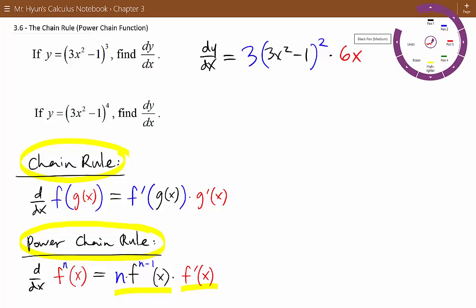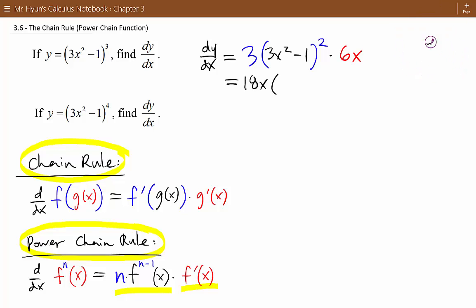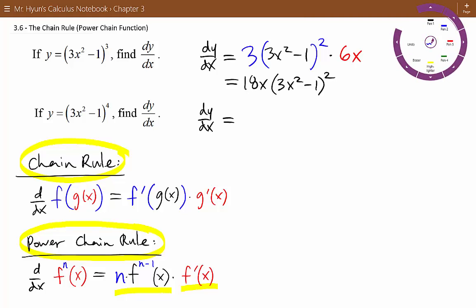When you simplify that answer, you would get a total of 18x times the quantity 3x squared minus 1, quantity squared. If you were to do the problem underneath it, it's almost identical. The only difference is we're raising our function to a power of 4.